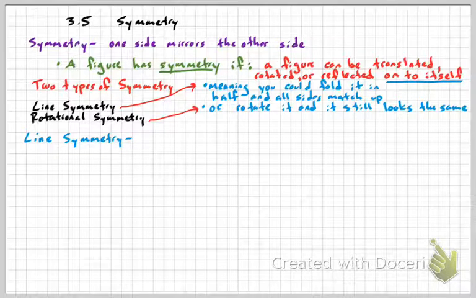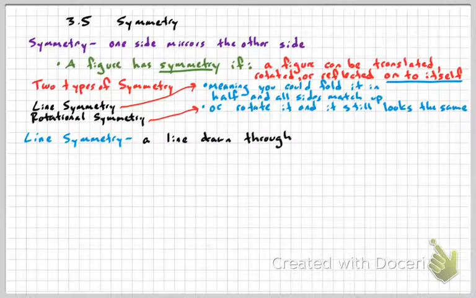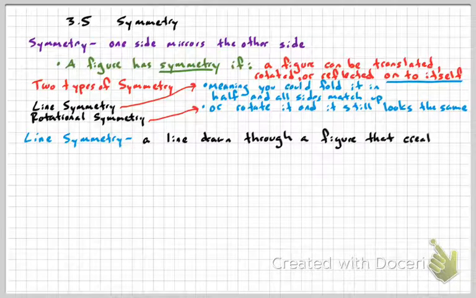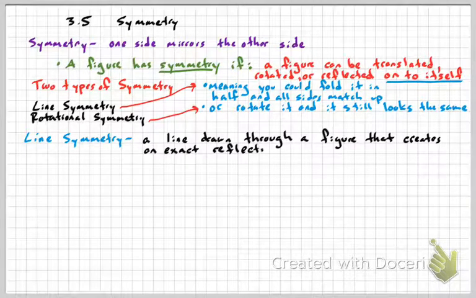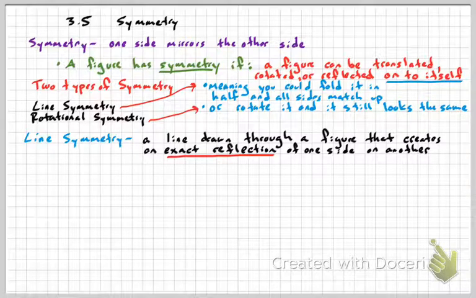So let's first talk about line symmetry. Okay, so that's when a line is drawn through a figure that creates an exact reflection of one side on another. Imagine you had a triangle, and if you were to draw a perpendicular line right down the top of that triangle all the way to the bottom, and then you looked at both triangles now, the left and the right, if those are the exact same size and shape, that means that that triangle has line symmetry.